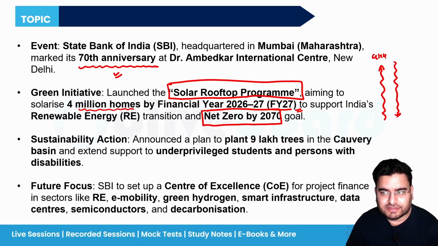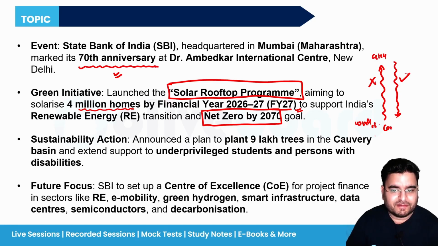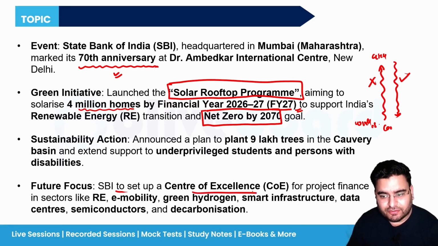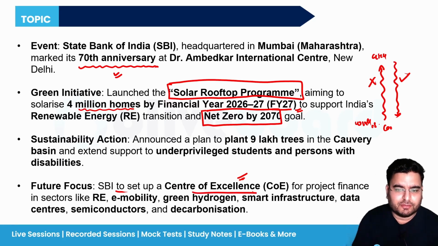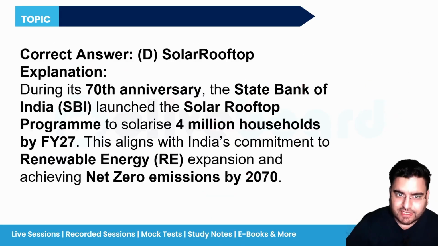How are you going to absorb the same amount? Either release less or absorb more. How are you going to release less? Start windmill and solar instead of coal or petroleum. Please remember this. SBI is going to set up a center of excellence for project financing of different renewable energy projects. So the correct answer is solar rooftop, 4 million households. Please remember the number.